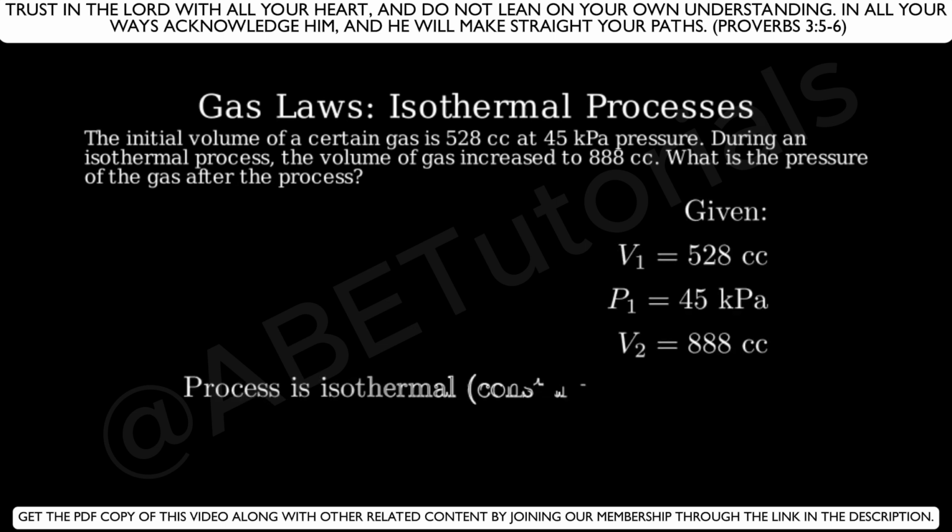Let's identify what's given in the problem. We have the initial volume V1 equal to 528 cubic centimeters, the initial pressure P1 equal to 45 kilopascals, and the final volume V2 equal to 888 cubic centimeters. Most importantly, we're told this is an isothermal process, which means the temperature remains constant.